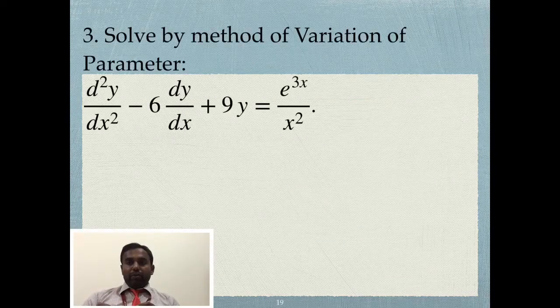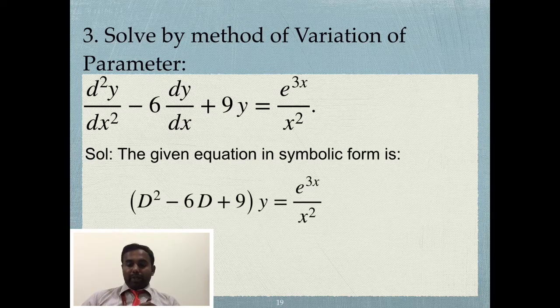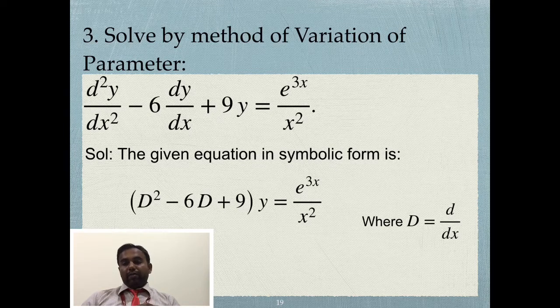Now in the next problem we will look into, once again, the method of variation of parameters: d²y/dx² minus 6 dy/dx plus 9y is equal to e^(3x) by x². The interesting thing over here is you can observe on the other side I have e^(3x) by x².